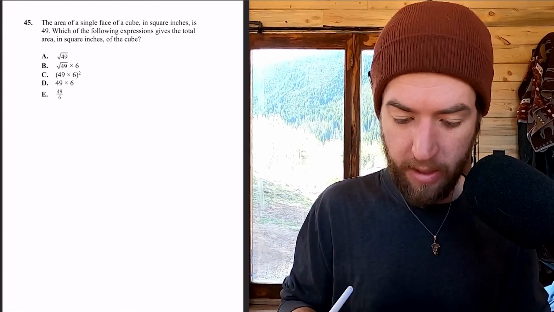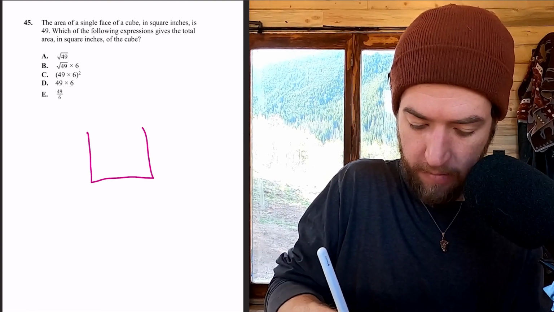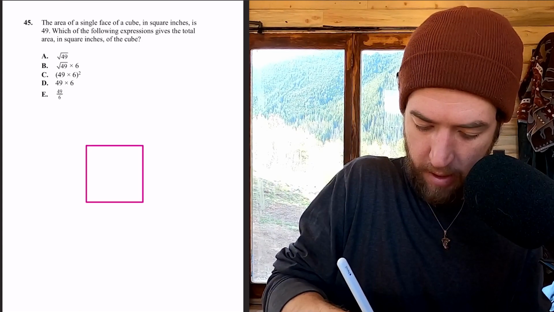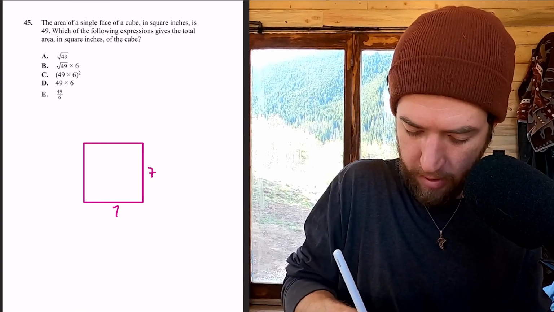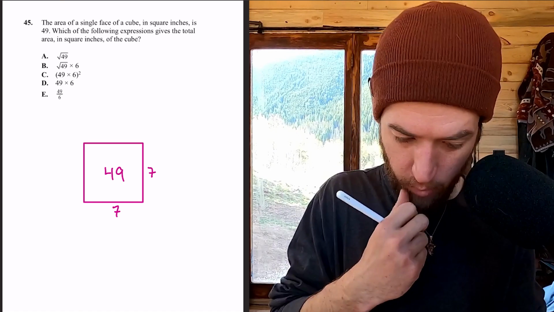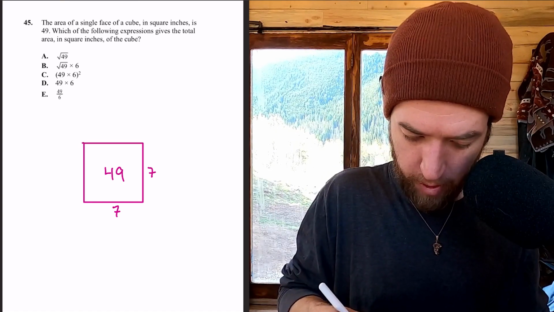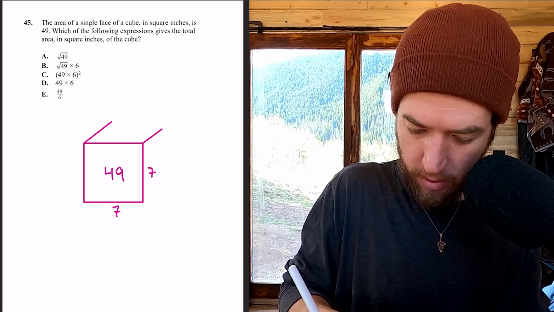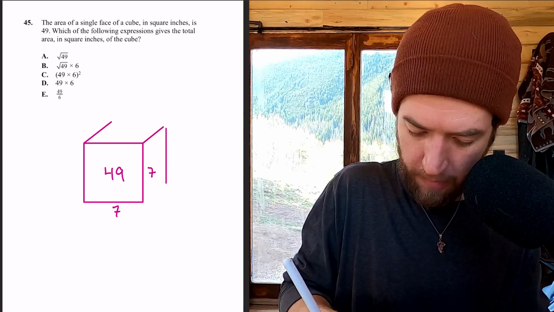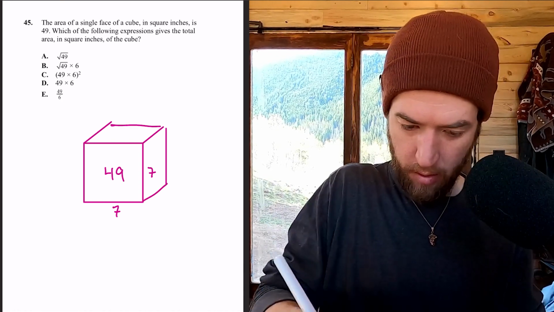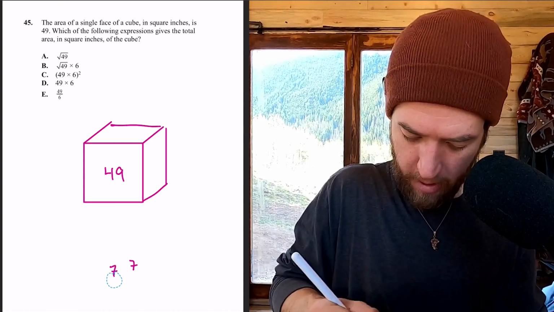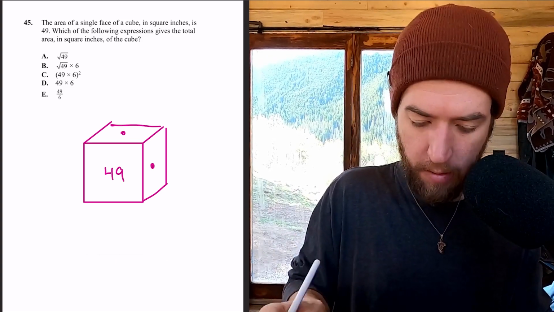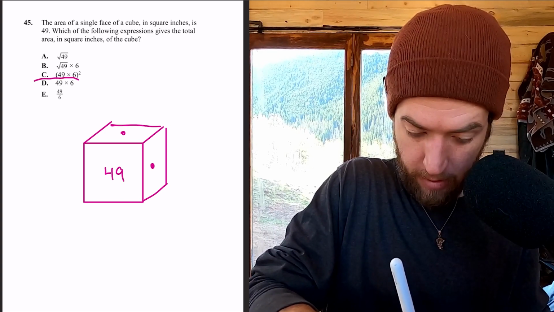The area of a single face of a cube in square inches is 49. It's a cube, so it's just made of squares. Let me try to actually draw a square. And it's 49, so it's just 7 by 7, right? Which of the following expressions gives the total area in square inches of the cube? The total area, surface area, I assume is what they're trying to say. So we got 49, and then we got 49 six times. I mean, a cube is just six of these faces. 1, 2, 3 on the front, 3 on the back. So 49 times 6. Answer D.